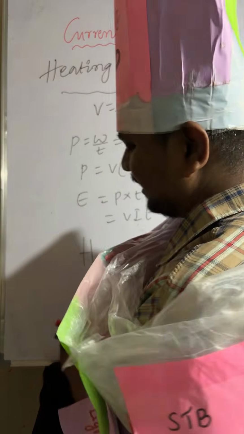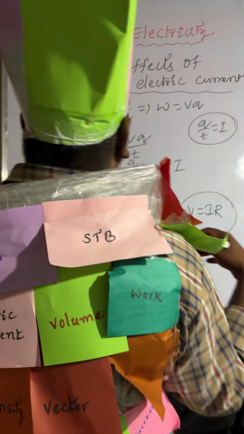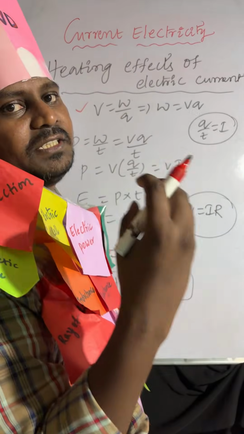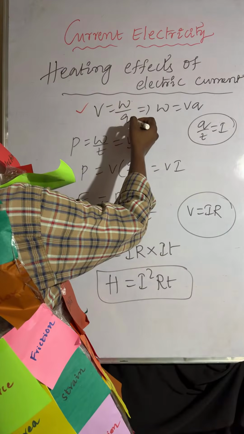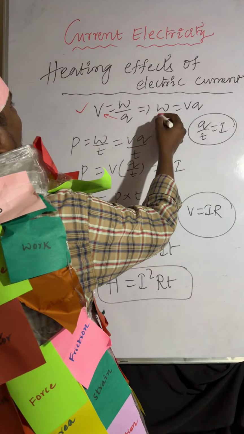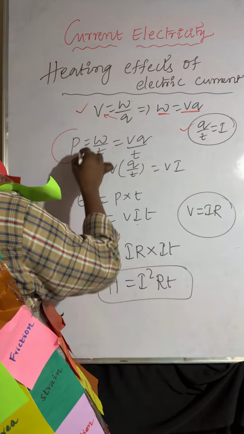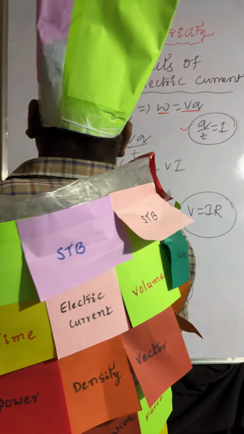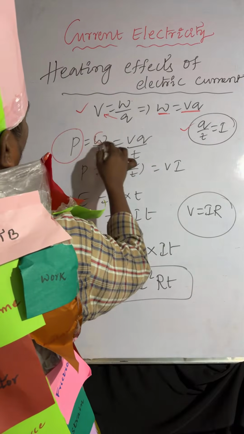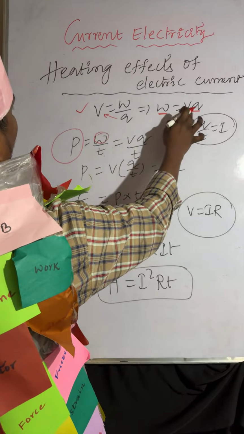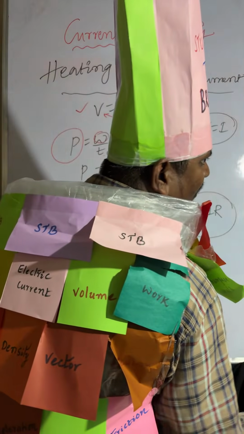Here we already know potential difference equals work done per charge. It is the work done to bring a unit positive charge from one point to another point within the conductor. So V equal to W by Q. You can cross multiply, W equal to V into Q. We know Q by T is I. So P equal to the rate of doing work, P equal to W by T. We know W equal to V into Q, so P equal to V into Q by T.